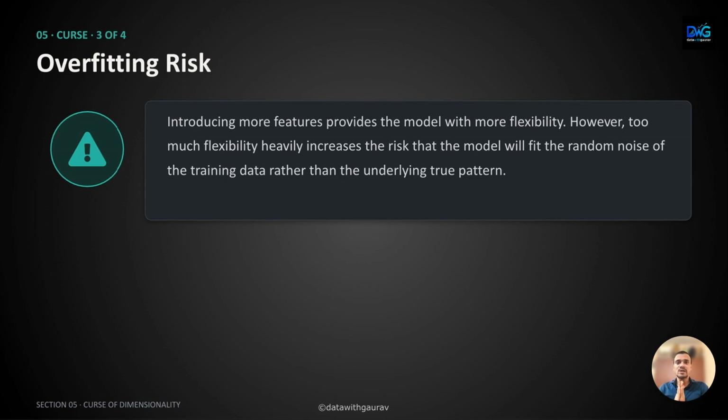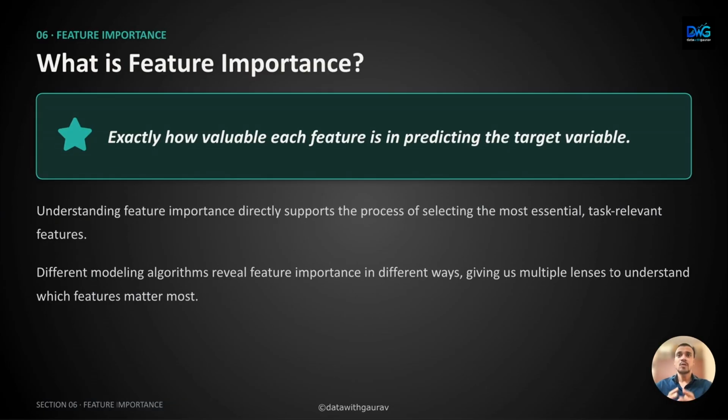The goal is to identify the right features, not simply the largest number of features. In later modules, we will explore several feature selection techniques that help us reduce overfitting by removing unnecessary or uninformative features before training a model. Now, coming to the fourth and final consequence of the curse of dimensionality, that is increased computational cost.